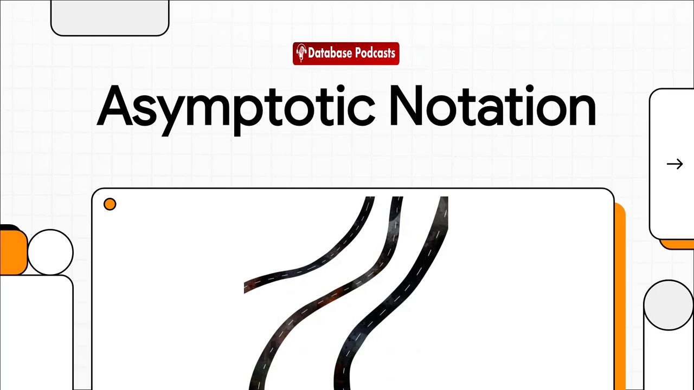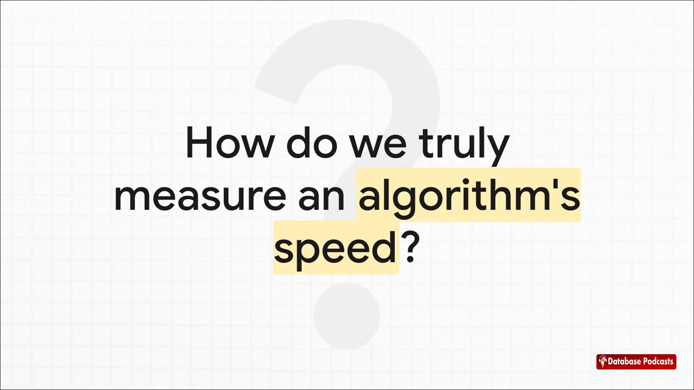All right, today we are tackling one of the most important ideas in all of computer science. How do we actually measure how good an algorithm is? Now, it sounds simple, right? But as you're about to see, it's way more interesting than just grabbing a stopwatch. So let's just jump right in.